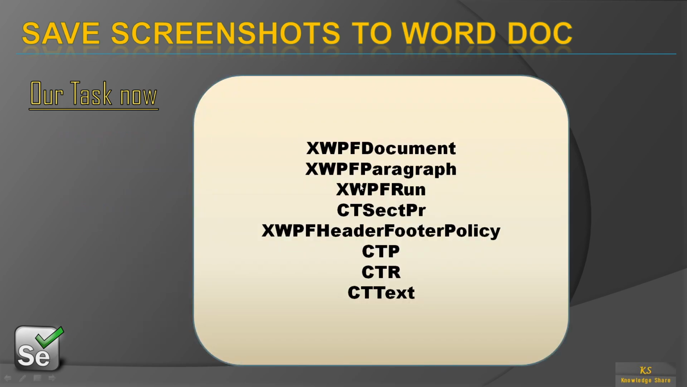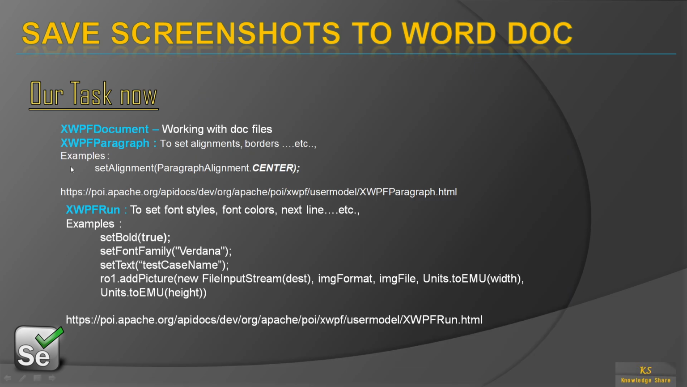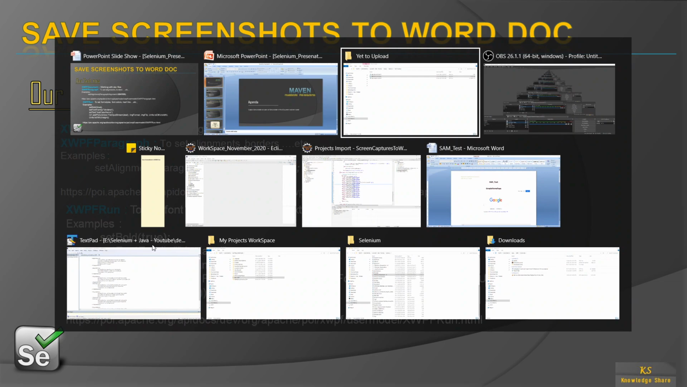These are the classes we are going to use in our code: XWPFDocument, XWPFParagraph, XWPFRun, and CTSectPr. To maintain the header and footer we use this class, along with CTP, CTR and CTText. These are all the classes we are going to use, and we will see each in detail. So let's switch to our Eclipse.